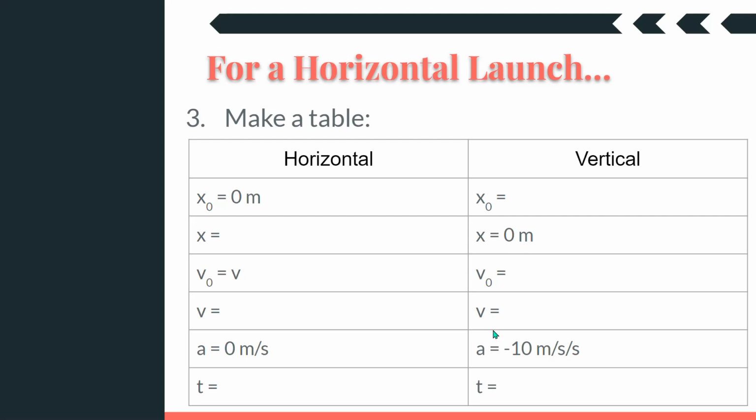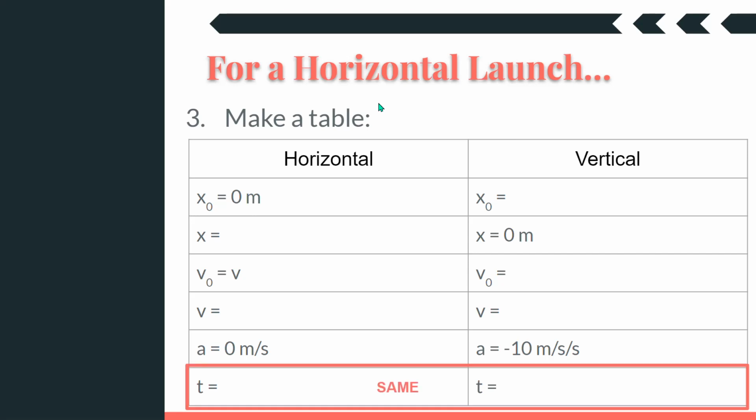So again, I'm going to call the ground 0 vertically. And then the other value you see here is my acceleration. My vertical acceleration is due to gravity, so I have my negative 10 meters per second squared already filled in. So that's the table. Once you read the question, you can fill in the rest of it. But that's what I would start with, and this is for a horizontal launch.